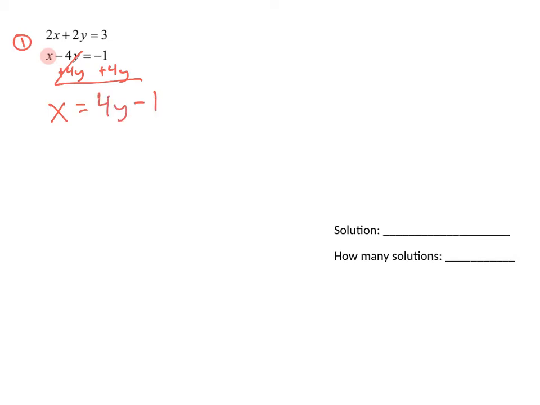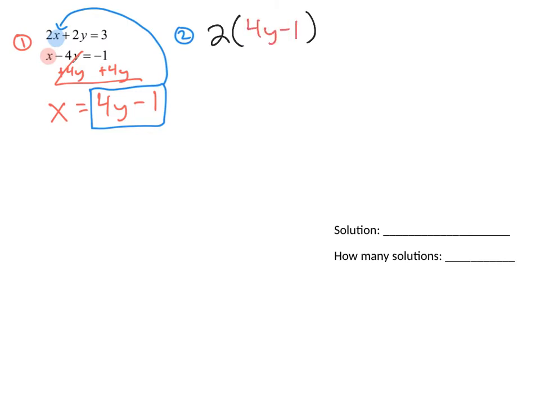Okay? You don't have to get the y by itself. Whatever's easiest. That one was the easiest, was x. Now we have an expression, 4y minus 1, and we're going to go up and substitute in that expression for x above right there. So this is step 2, substitution, where we take that top equation and we're substituting in what we solved for in the bottom one, 4y minus 1. Everything else is still there, 2y and equals 3.